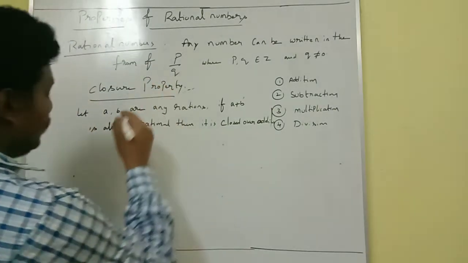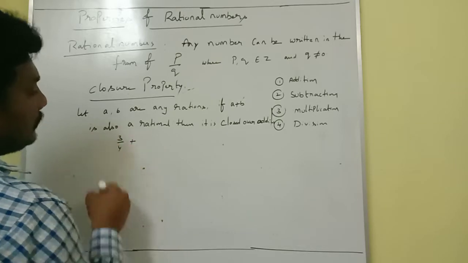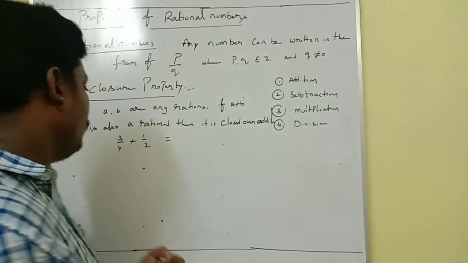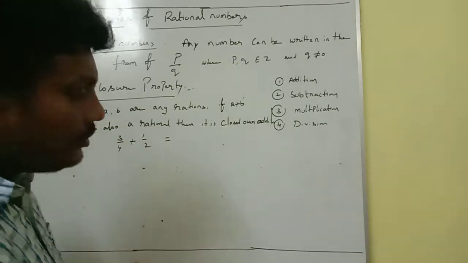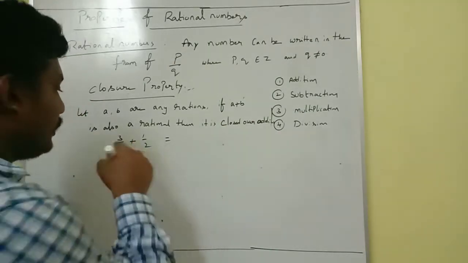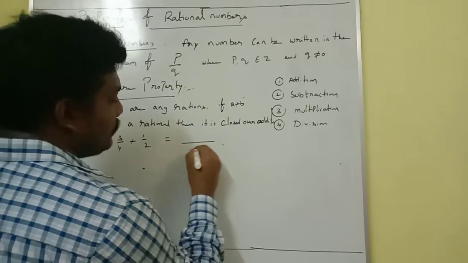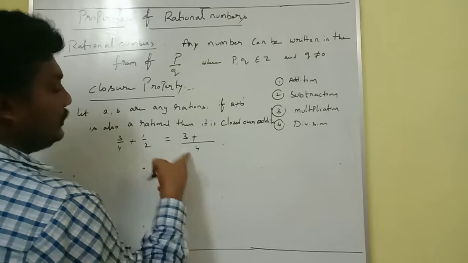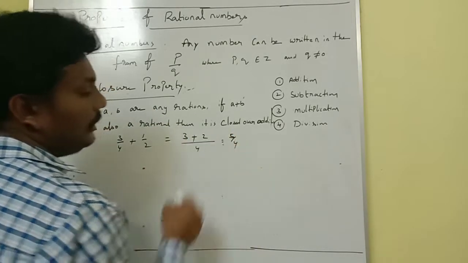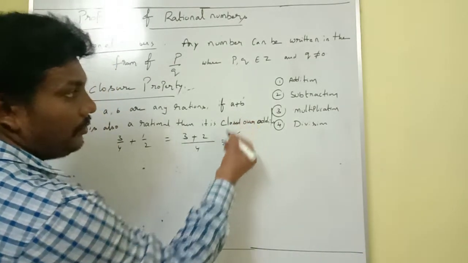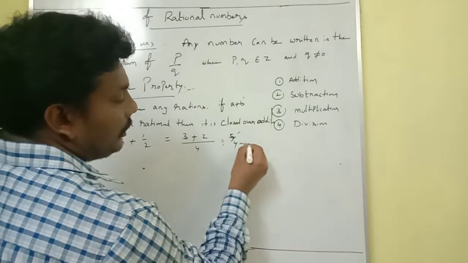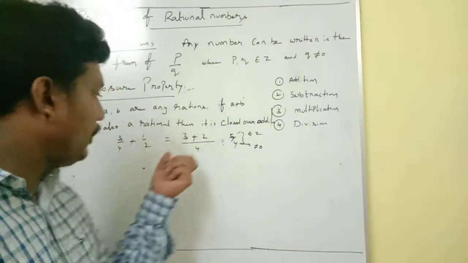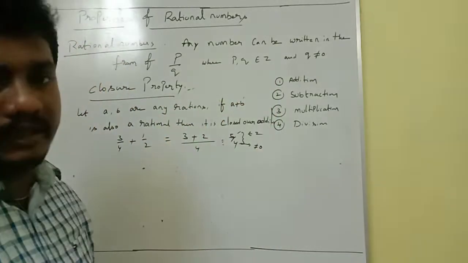Let me consider an example. Take 3 by 4, a rational number, plus 1 by 2, another rational number. We should not add directly, because these two are not like fractions. To add fractions they must be like fractions, otherwise we should take the LCM. The LCM of 4 and 2 is 4. So 1 into 3 plus 2 into 1, that is 5 by 4. Here 5 is p and 4 is q. Numerator and denominator are both integers and q is not equal to 0, so it is a rational number. If you add any two rational numbers, the sum is again rational, so this is called closure property.